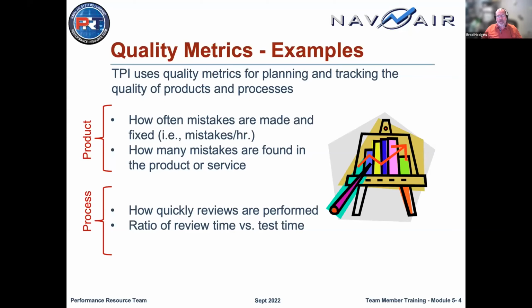Another aspect of it is by comparing times of two different phases of your process, like the time you spent in review versus the time you spent in test. Same kind of thing as before. There's a sweet spot. There's a good ratio of review time versus test time. And if that ratio gets out of bounds one way or the other, then it shows an opportunity for improvement.